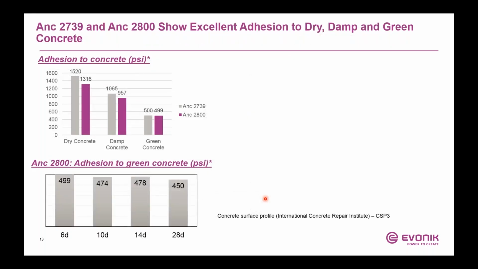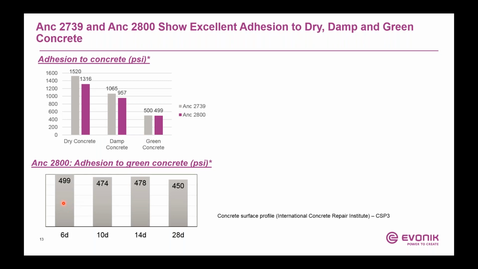Now I'll talk about what's important for moisture vapor barrier application. As I mentioned earlier, an important performance is to have very good adhesion to concrete, because it's applied directly to concrete. Ancamine 2739 and 2800 adhere really well to concrete, not only dry concrete, but damp concrete, where you have concrete that has 5 to 10% moisture, you still get very good adhesion. And a harsher test is adhesion to green concrete. How we define green concrete is concrete that is cured less than 28 days.